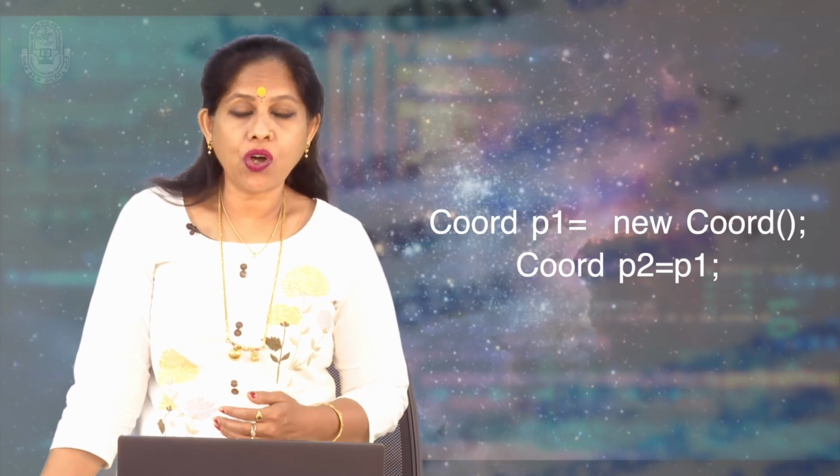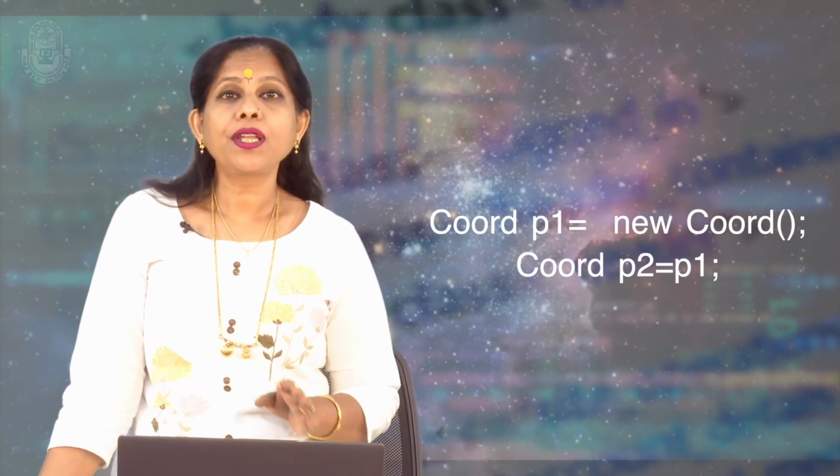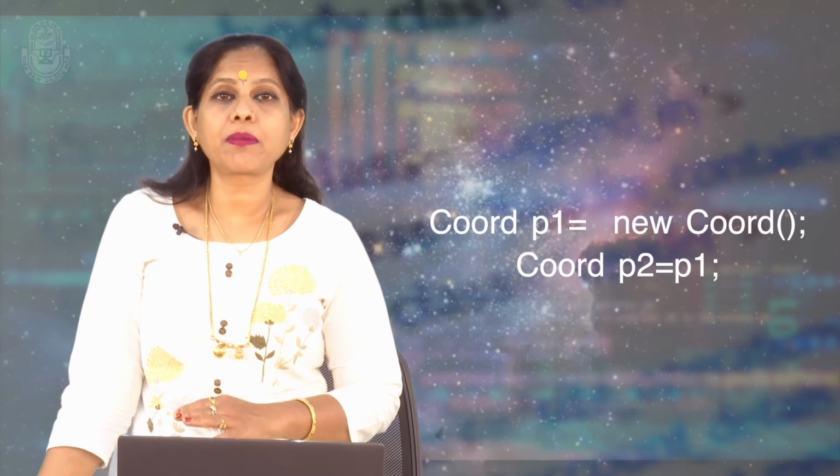Multiple references of the same object can be created. In the illustration, a single object of a class named Coord is created with two variables referencing it. Coord p1 = new Coord(); Coord p2 = p1; Any changes to the object referenced by p2 will affect the same object to which p1 is referring.